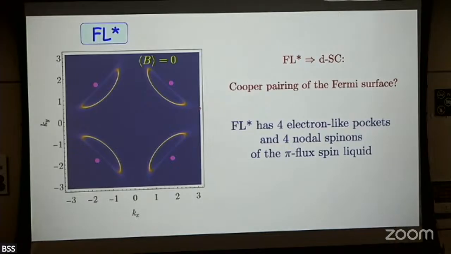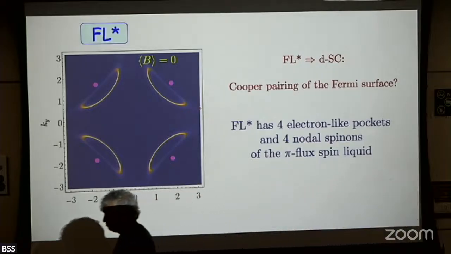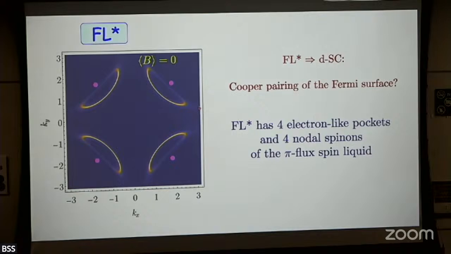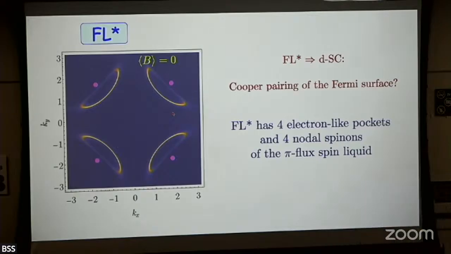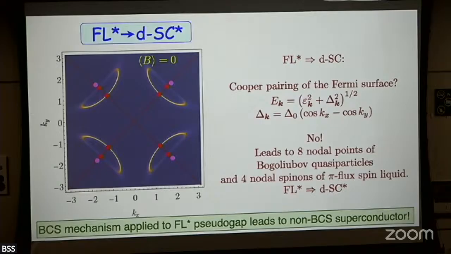All right, so now how is this FL* state going to become a superconductor? There have been many things in the literature where people, through some approximation or other, some DMFT-like theory, get these pockets. And then you ask, let's make this a superconductor. How are you going to make a superconductor? You have this strong tendency to say, well, just pair the Fermi surface. All right, so if I pair the Fermi surface, what happens? Suppose I have d-wave pairing, which is what you would get in many calculations.